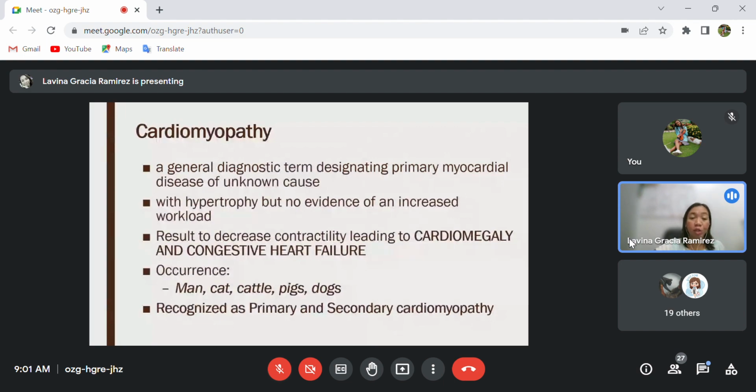So I told you a while ago that this affects heart muscle diseases. Okay? So it could be inflammatory or non-inflammatory. So there is a decrease in contractility leading to cardiomegaly and congestive heart failure. And this can be seen in both humans and animals, particularly man, cat, cattle, pigs, and dogs. So there are two types, the primary and secondary cardiomyopathy. So we will talk about that.